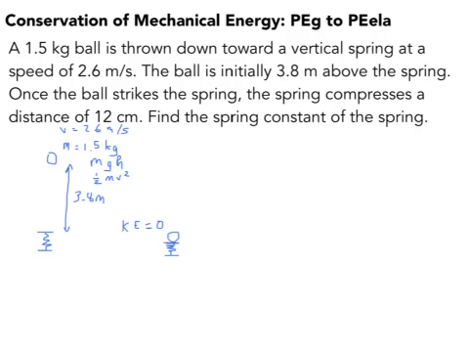Here's what I would recommend. Wherever the ball is at this moment, let that be our 0 position, where the height is 0. In other words, we are using this as our 0 position so that we can set the final gravitational potential energy to 0. So let's write that in. PEg is 0 here because of where we choose our 0 level. Good.